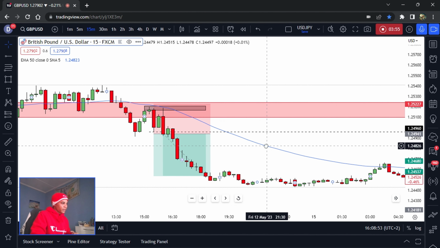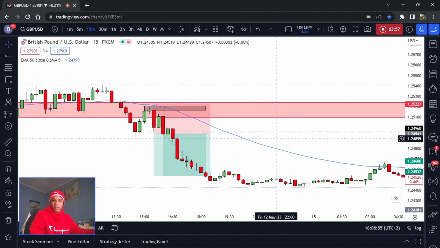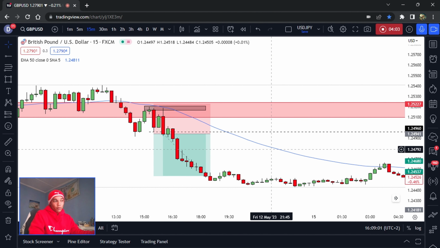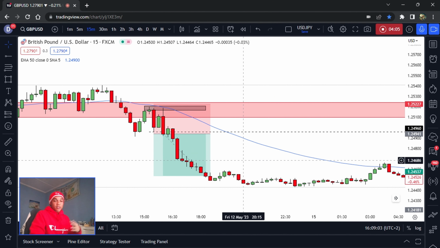So as we can see, in fact, that trade played out beautifully. As we can see that our entry was on point and that our risk to reward ratio has worked out in our favor. So let's just go over this again.